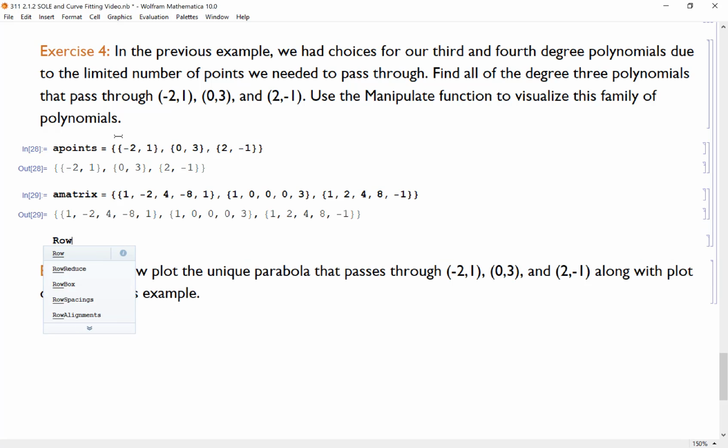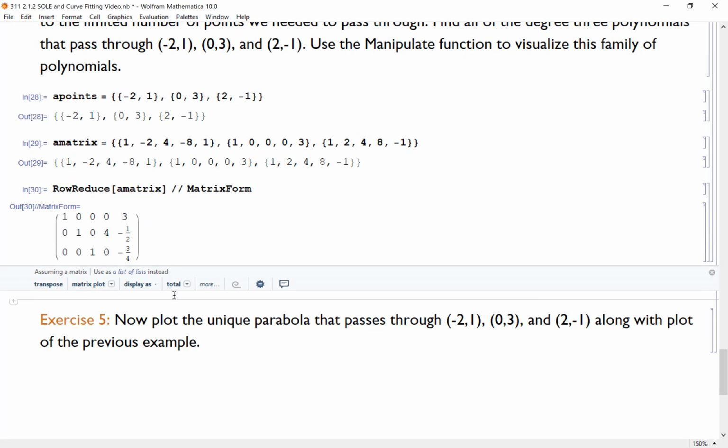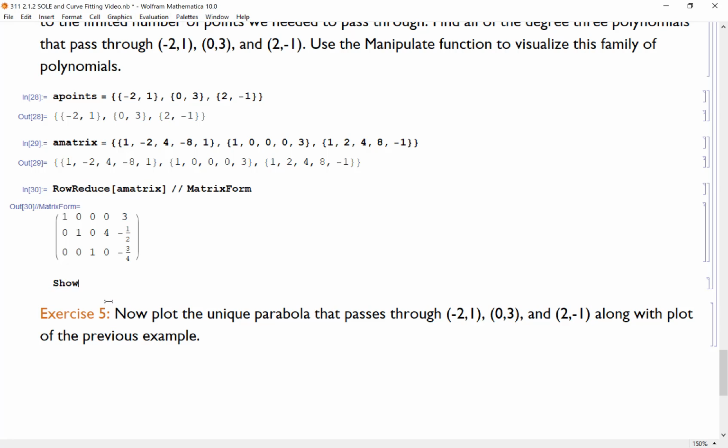Okay, so then when we row reduce our A matrix, we end up with this expression. And if you notice here, we again have a choice for our A4. We do know that A sub 3 and A sub 1 are fixed. Alright, now here's what we want to do. We want to again show a plot and our list plot.